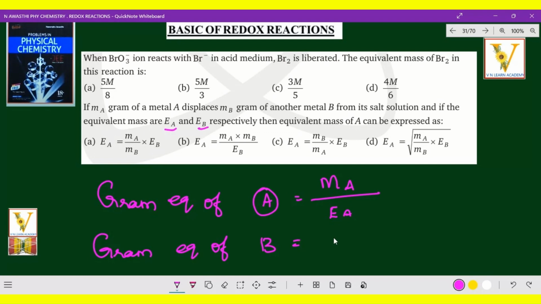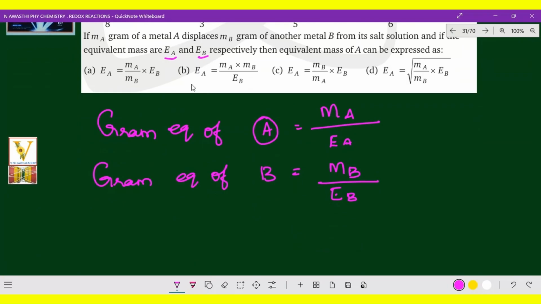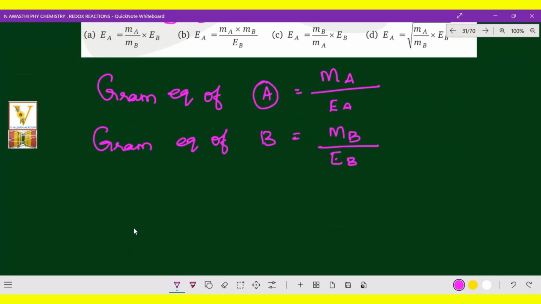The same way, the gram equivalent of B is MB by EB. EB is nothing but the n factor of B. So I just mentioned the n factor of EA and the n factor of EB. Now here, MA by EA, that is what it has mentioned, right? So MA by EA equals MB by EB. This is very simple, easy.